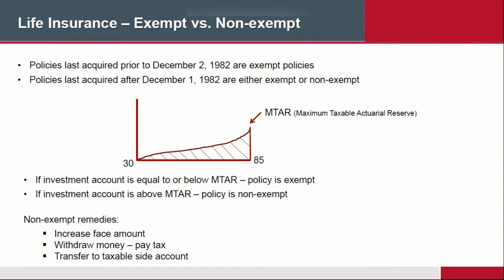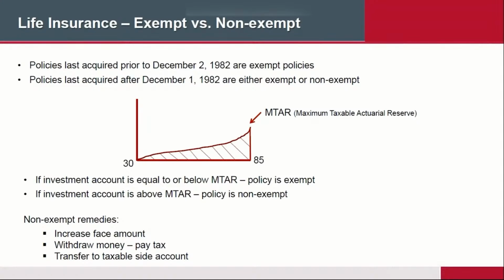So if it's below the MTAR line, it's exempt. If it's above the MTAR line, it's non-exempt. It's really as simple as that. So what is the remedy just in case a product does go non-exempt? In other words, you have been putting in a lot of money. The investments have done very, very well. So now there is a possibility that it may actually go above the MTAR line.